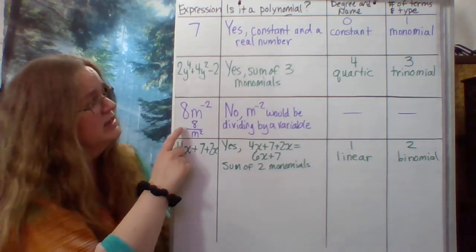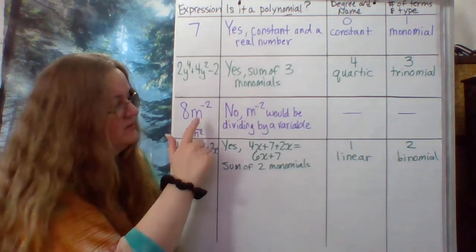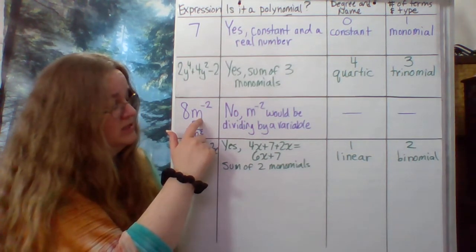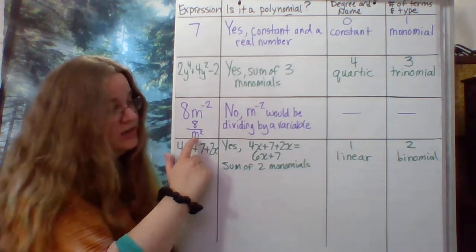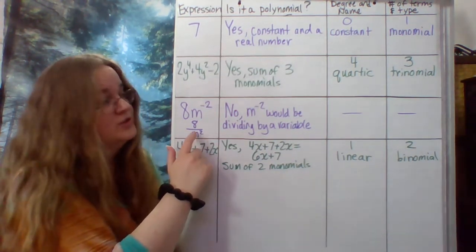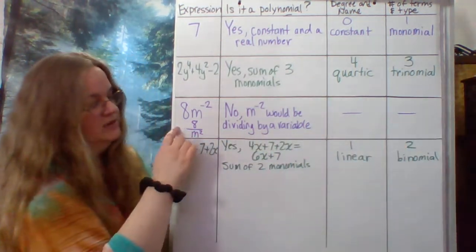If you look at 8m to the negative 2, this is not a polynomial because I'm dividing by m to the second. So this actually simplifies to this, and this is not a monomial. So therefore it's not a polynomial. And so there's nothing here because it doesn't apply.